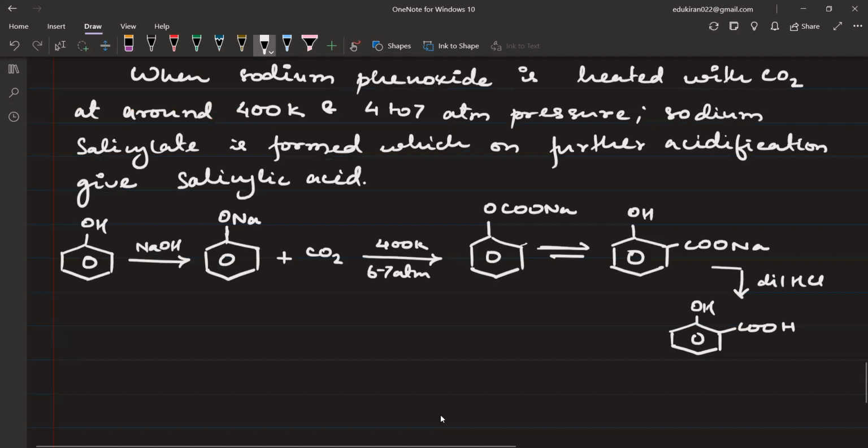If you want to write the IUPAC name, this is benzoic acid, and then we have OH here. So 2-hydroxy benzoic acid. If you want to write it in terms of phenol, we can write 2-carboxy phenol, but with benzoic acid, with COOH present, we cannot give priority to phenol. So we'll write 2-hydroxy benzoic acid. This is also salicylic acid.